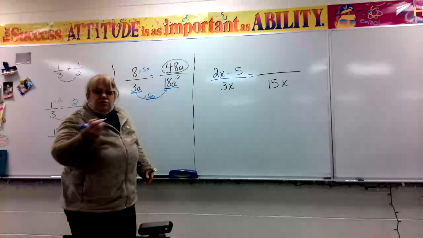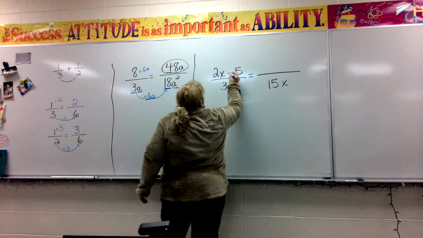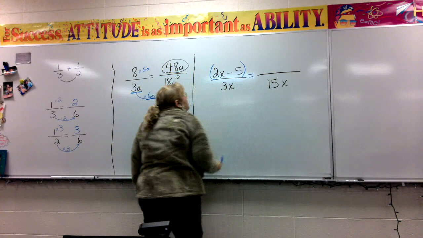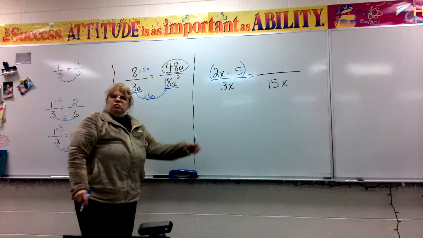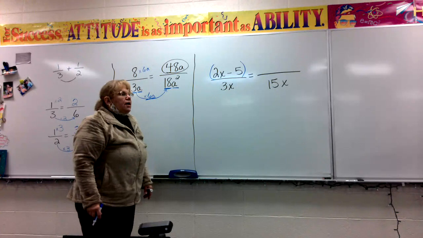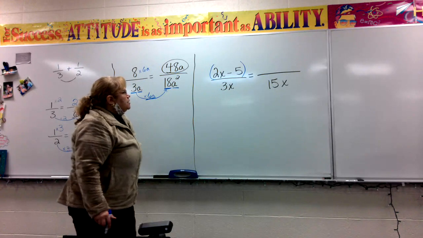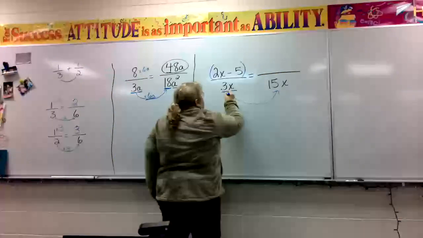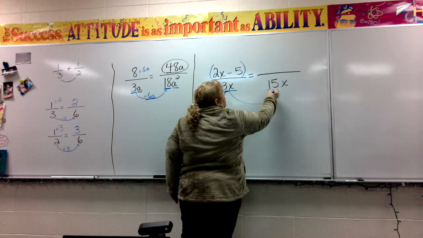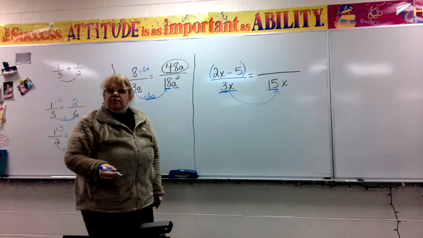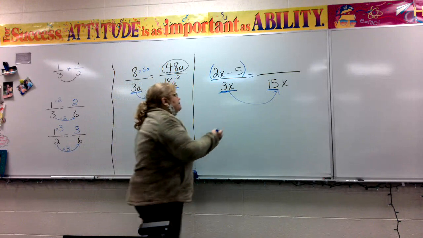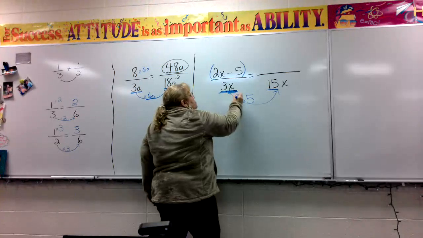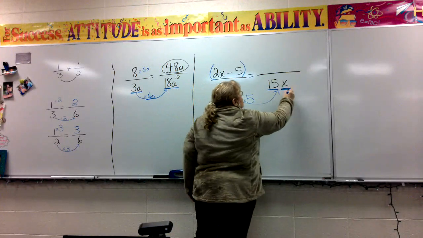Well, the first thing I would do, see this thing? It's got two terms instead of just one. I would put parentheses around that. If you have like 2x plus 5, 2x minus 5, put parentheses around that. Now you're going to ask yourself, from here to here, 3 times what gives me a 15? Right, 5.